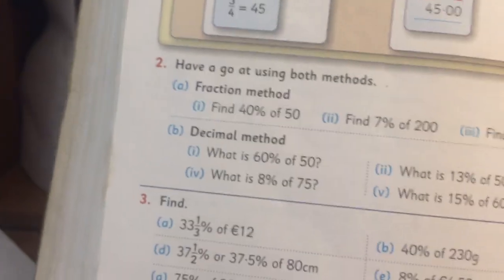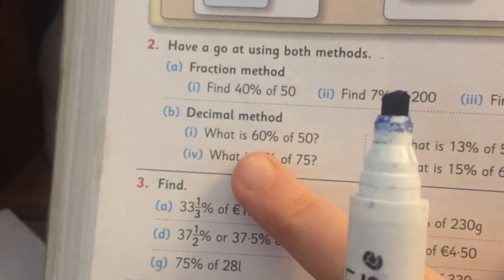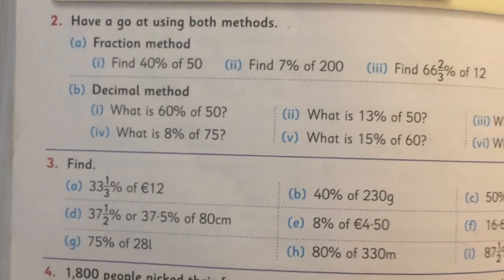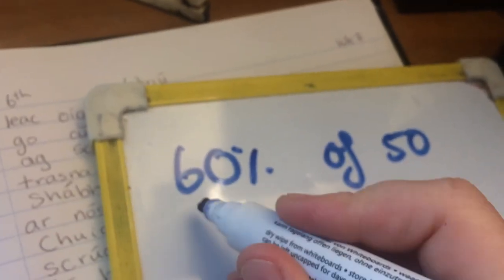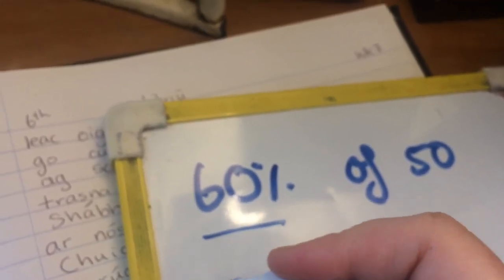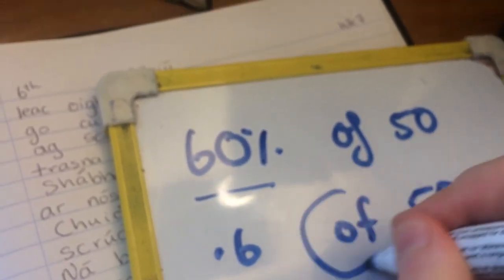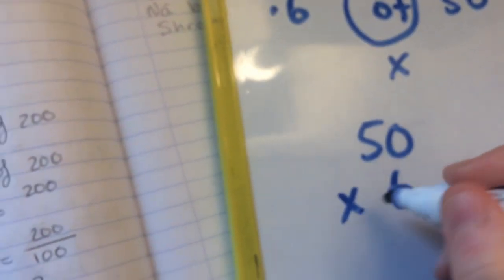Now, the decimal method. Let's look at the decimal method, which is, I've nearly done all of those for you. But try this one now. So the decimal method is just where you're multiplying it, okay? So we have to turn this into a decimal first. What is 60% of 50? So 60% of 50. All right, 60% of 50. We know this as a decimal is 0.6 of 50. And we know that of always means multiply. So we're just going to take 50 multiplied by 0.6.